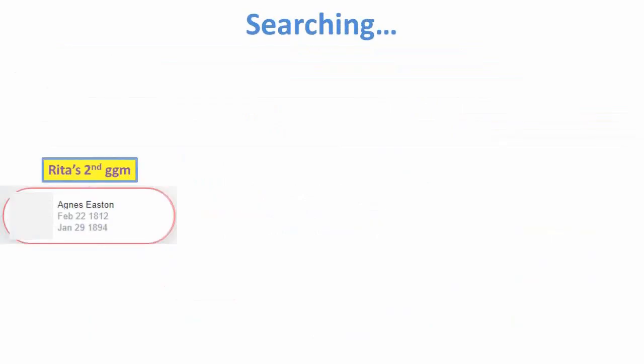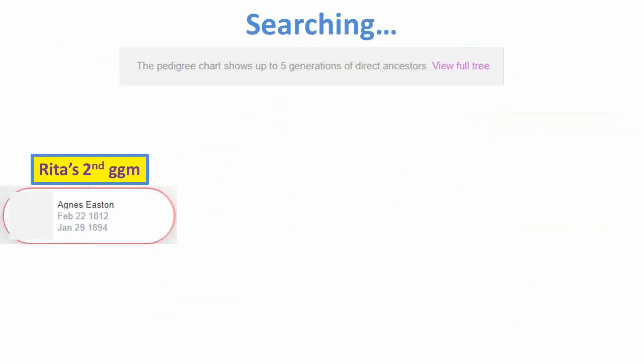When you look at the pedigree chart on the review DNA page, it only goes up to 5 generations, or second great-grandparents. So it only goes up to her second great-grandparent, Agnes Easton. And Easton is another name associated with my Lairds and Borromans. So I'm very interested in this for the link.